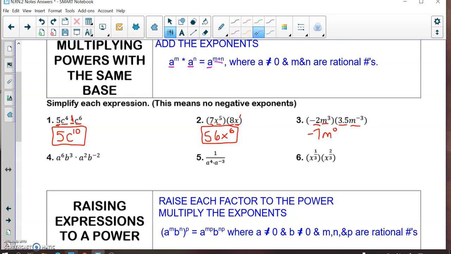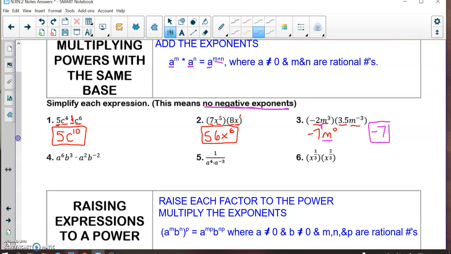Now this can be simplified further. This negative 7 doesn't have a negative exponent. Some of you might have been thinking, oh, let's move this negative 7 into the denominator and make it positive. No, you can only move things if they have a negative exponent. Technically, this negative 7 has an exponent of positive 1, so it stays where it is, in the numerator. And m to the 0th power is just 1. So I really have negative 7 times 1, which is just negative 7. And negative 7 is your answer.